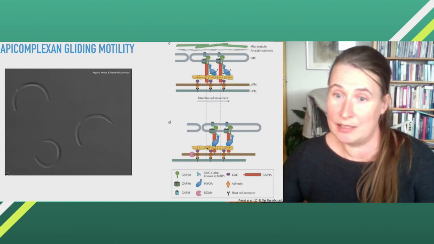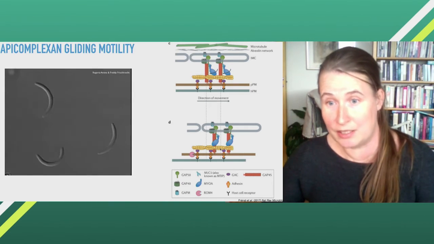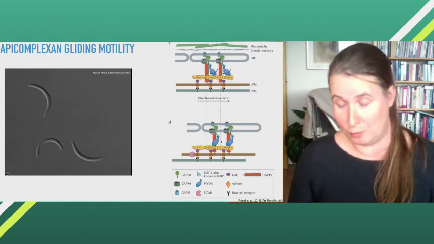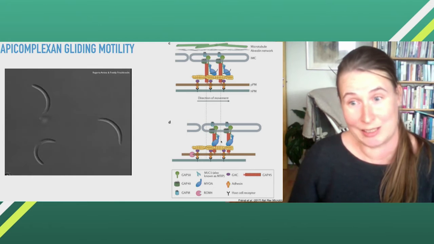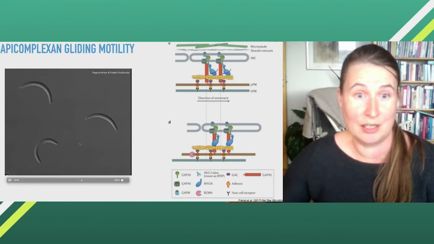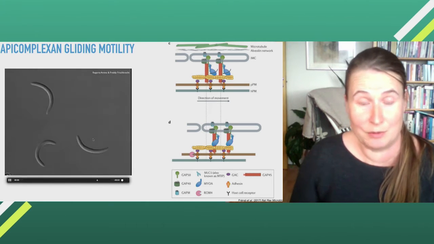Actin filaments serve as tracks for myosin, which uses its power stroke stepping movement to produce the force for this gliding motility. It has to do this in a very fast and efficient way to reach this, what you see here, the circling of the sporozoites.